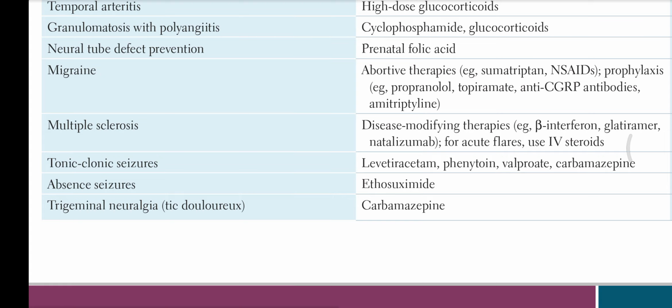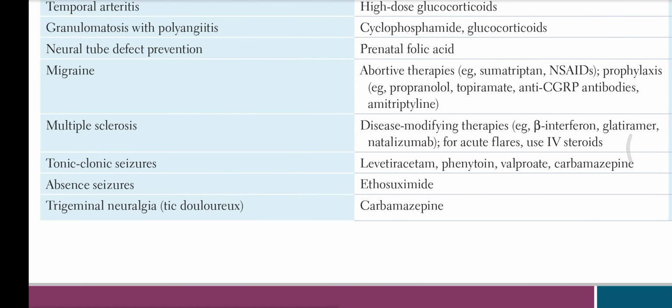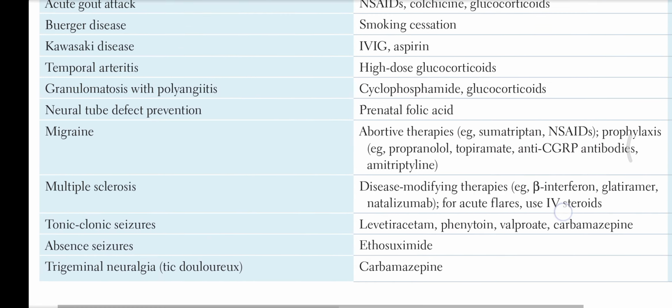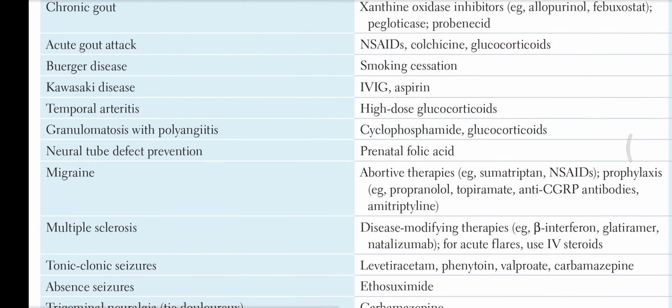For multiple sclerosis, disease-modifying therapies: beta interferon, glatiramer, natalizumab. For acute flares, use IV steroids. Migraine, abortive therapies: sumatriptan, NSAIDs. Prophylaxis, for example propranolol, topiramate, anti-CGRP antibodies, amitriptyline.